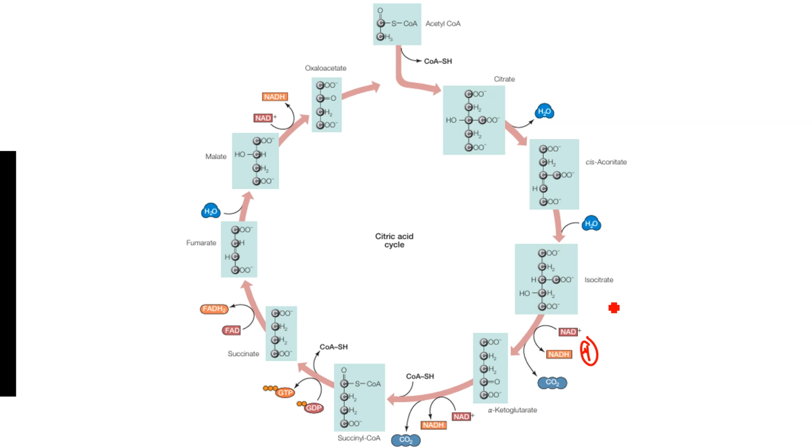In this step, isocitrate is getting converted into alpha ketoglutarate, and in this step, alpha ketoglutarate is getting converted into succinyl CoA, and malate is getting converted into oxaloacetate. So there are three steps where NADH is produced, right? There is one step where FADH2 is produced, and there is another one step where GTP is produced.